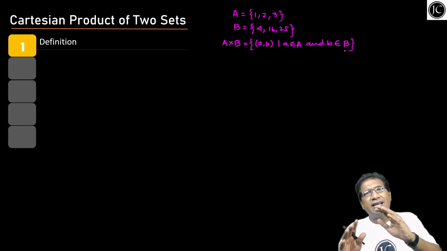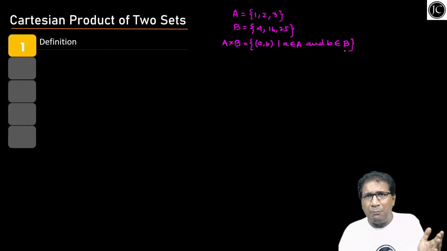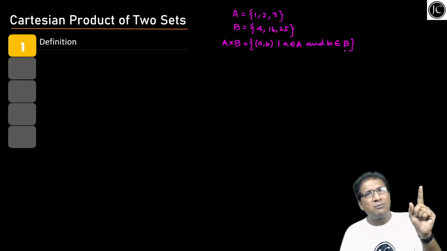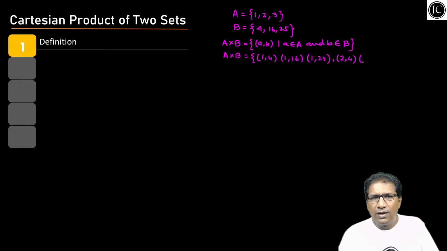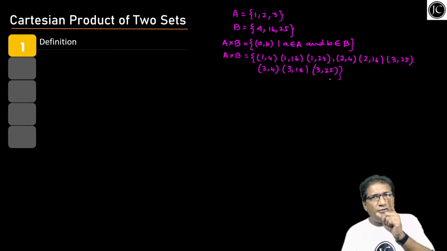A cross B is the collection of all the ordered pairs whose first coordinate will come from set A and whose second coordinate will come from set B. Is it clear? Here, A cross B will give us (1, 4), (1, 16), (1, 25), then (2, 4), (2, 16), then (2, 25), then (3, 4), (3, 16), and (3, 25). Is this clear? So these are the elements of A cross B.